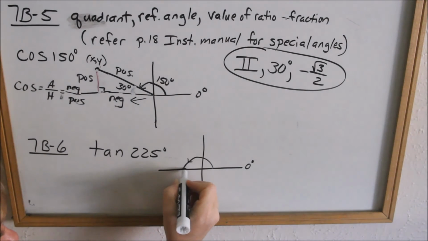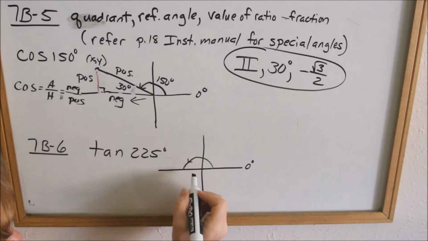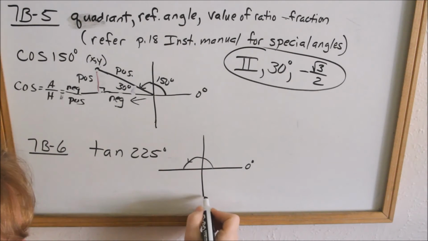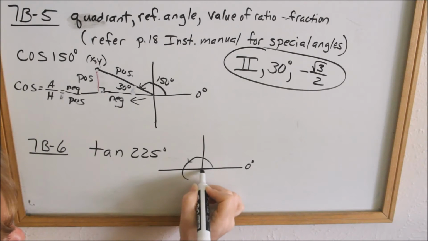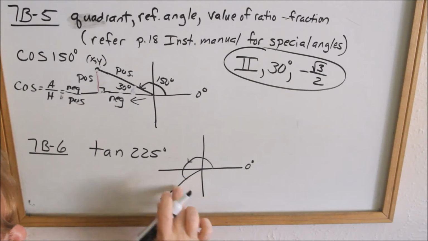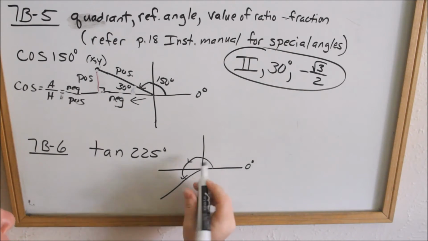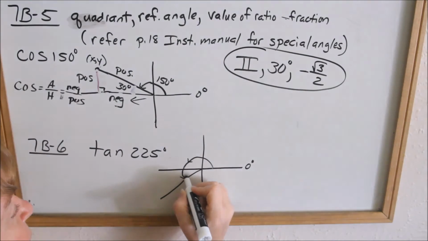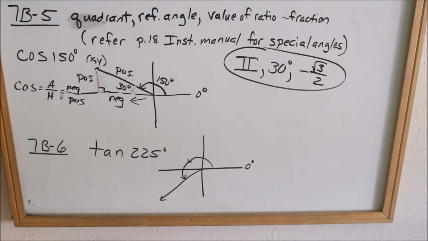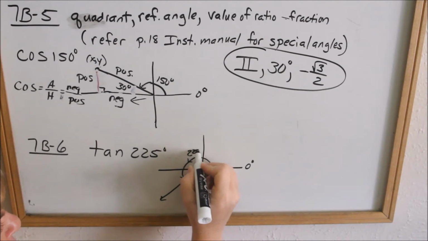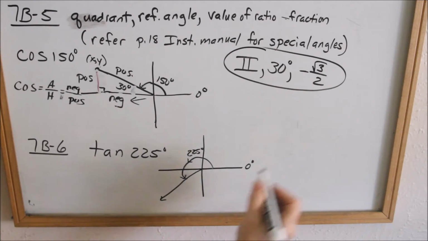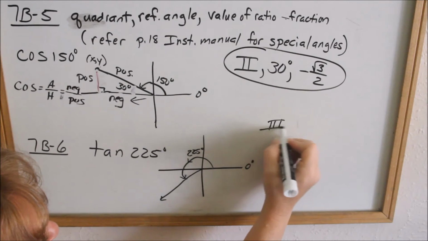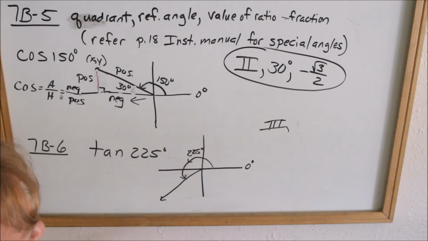Okay, we got to 180, so now we need to go 225. So all the way to this line would be 270, so it's not that far. So it's somewhere right in here. 225, that's supposed to be an arrowhead. So that is 225 degrees. So what quadrant am I in right here where this stops? I'm in quadrant 3.